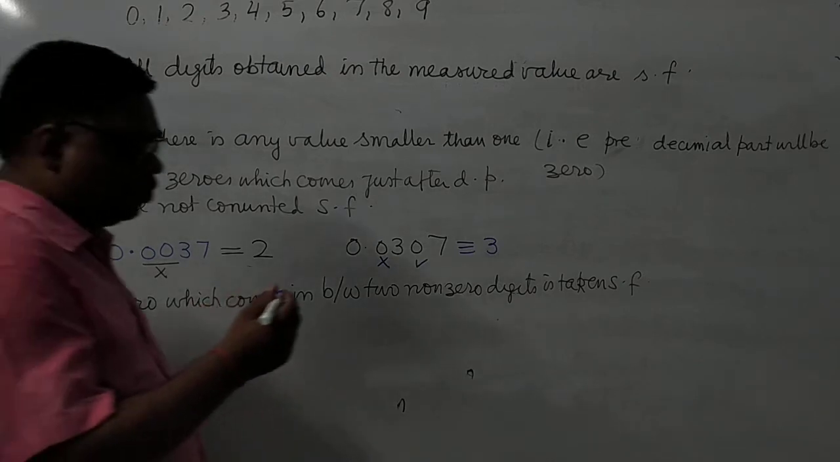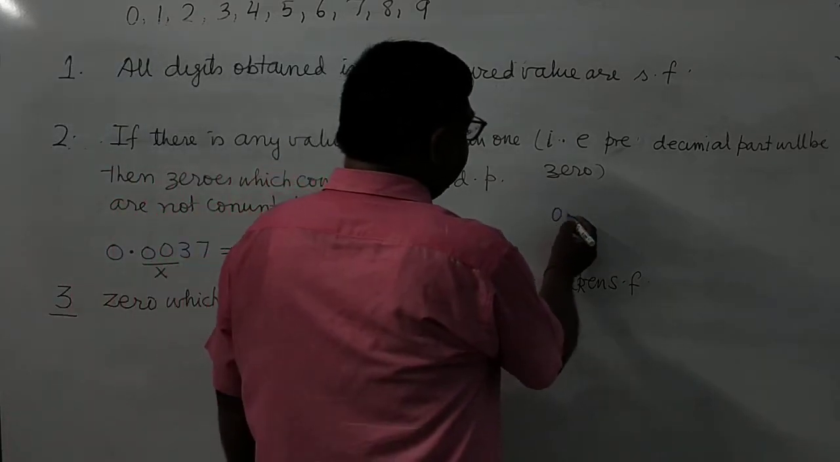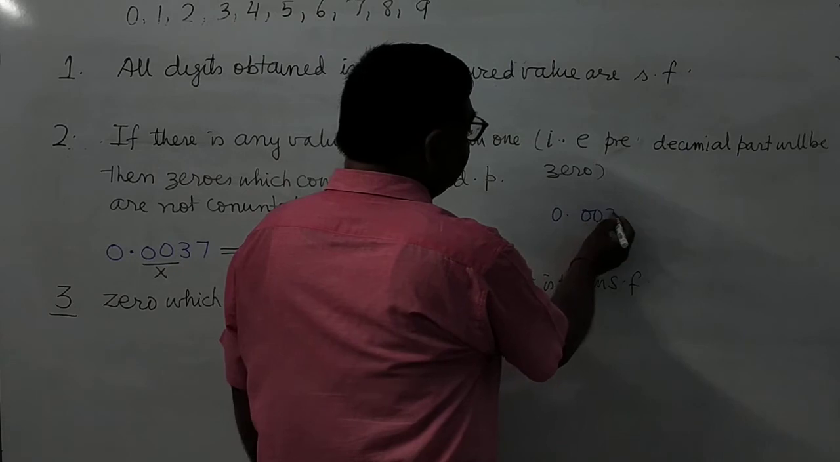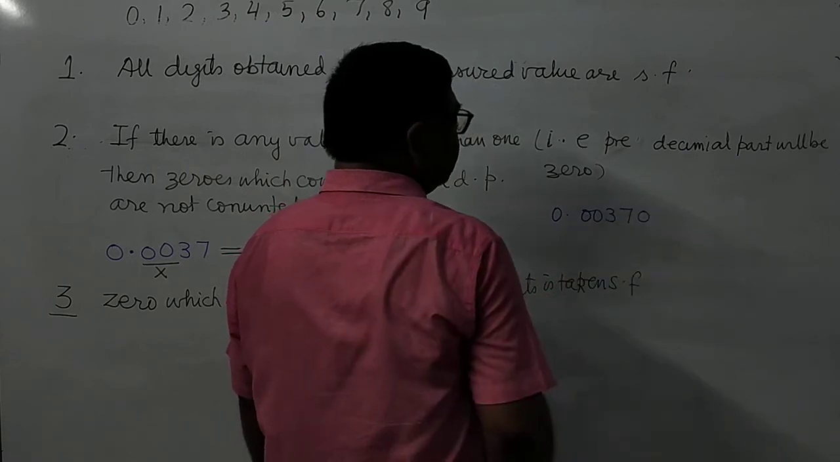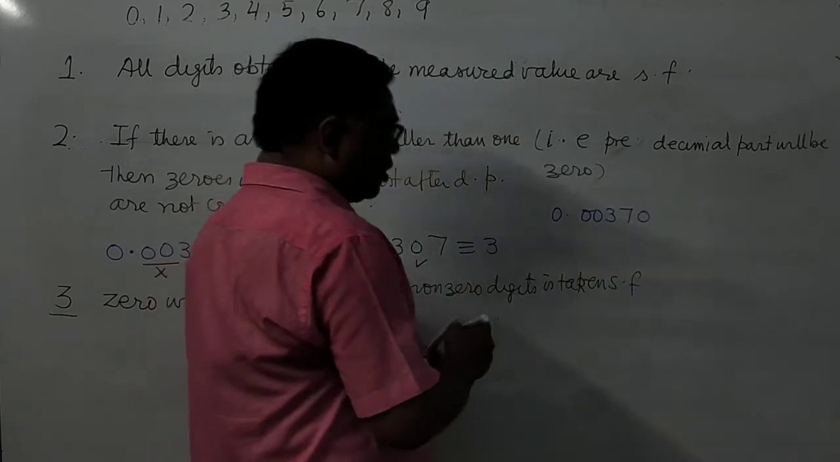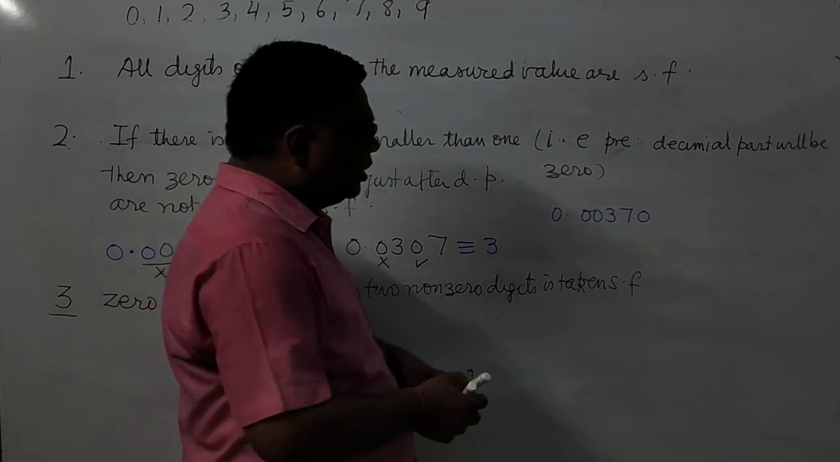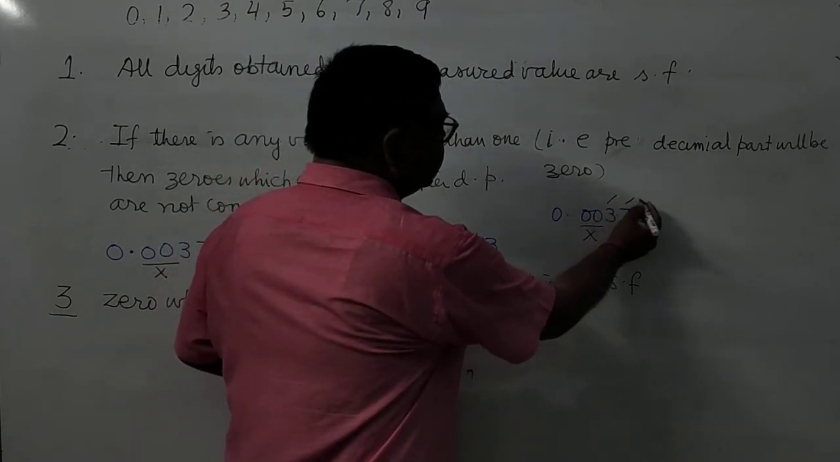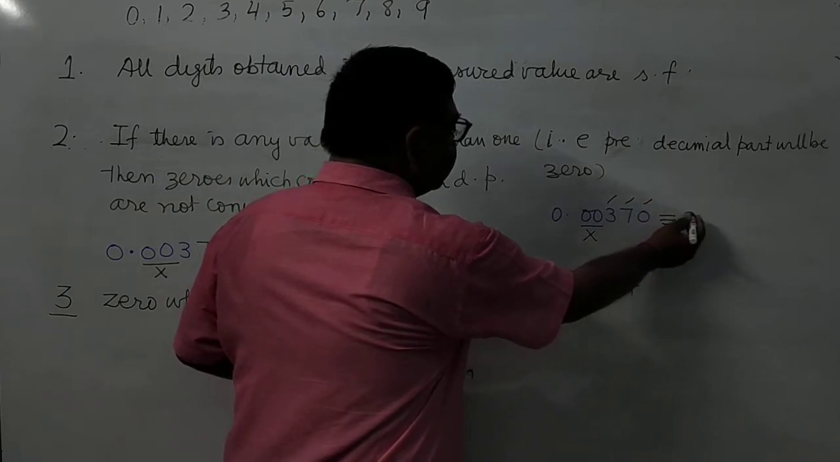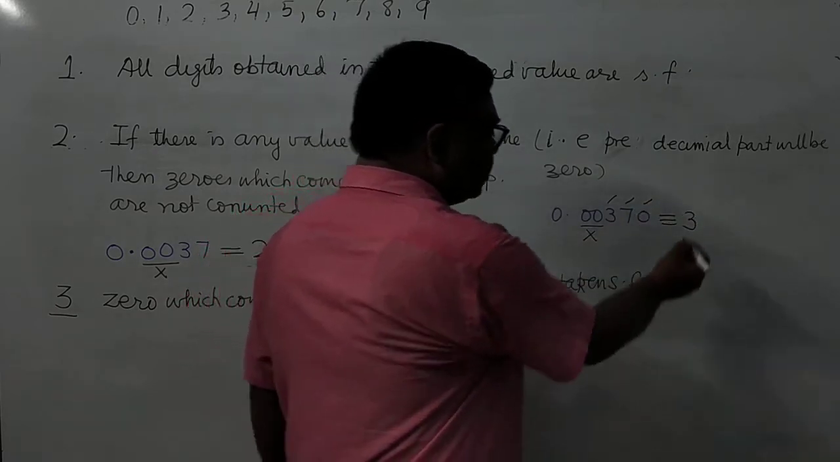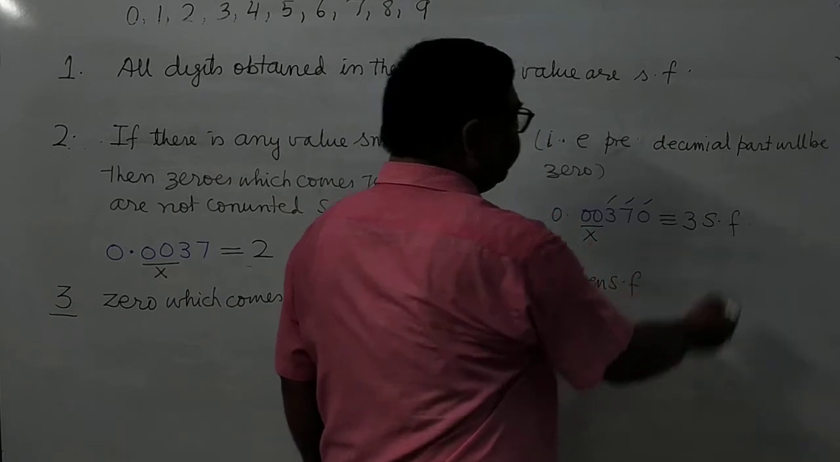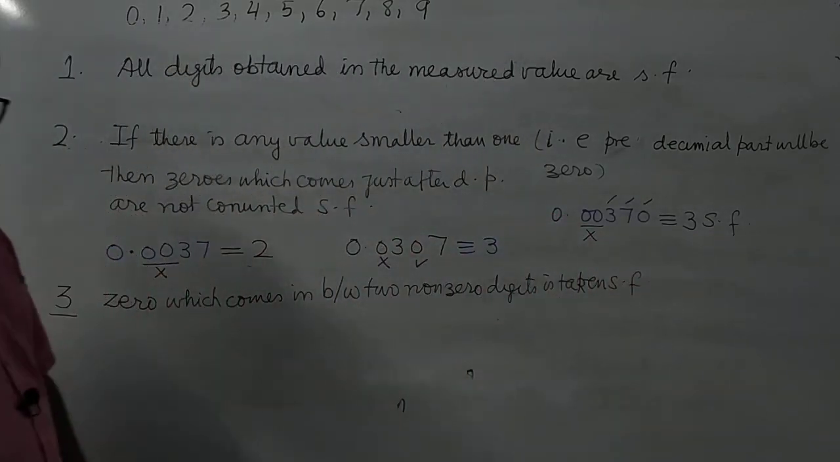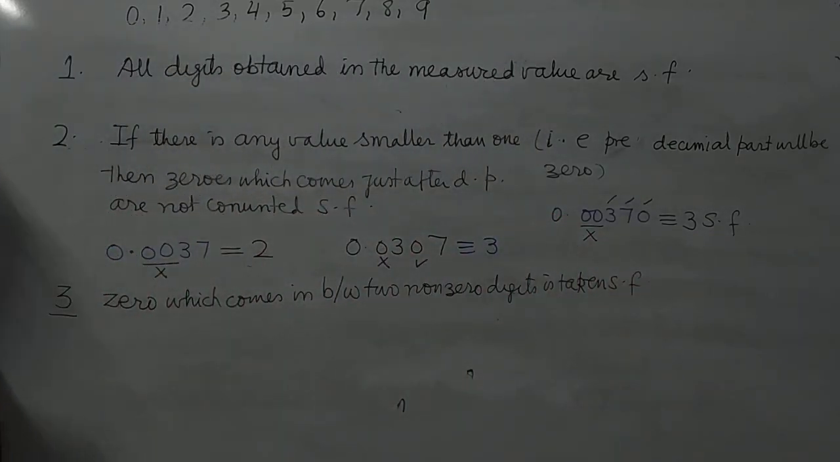For example, if you write 0.00370, there are how many significant figures? So you can see here, these two are not significant, but this and this all are significant. So there are how many significant figures? 3 significant figures. It's clear? There are 3 significant figures.